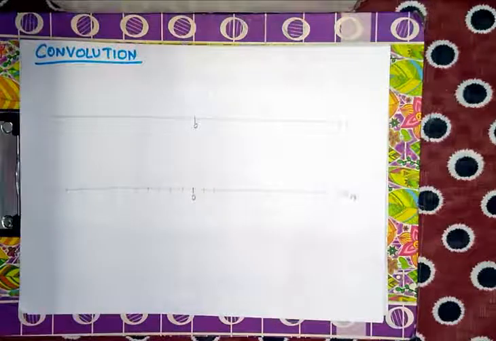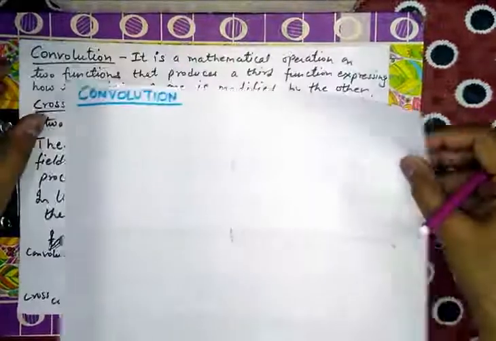Welcome to Engineering Knowledge. Today we will discuss what is convolution, what is the difference between convolution and cross correlation, the difference between linear convolution and circular convolution, and zero padding and the effect of zero padding. That is, the first topic is what is convolution.